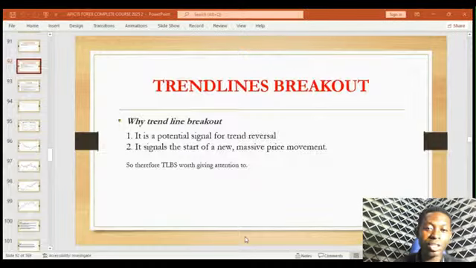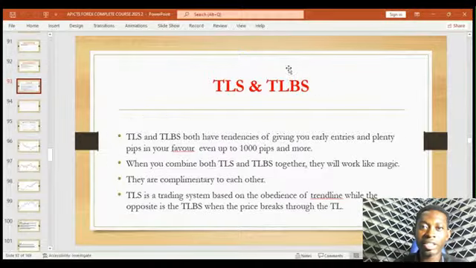Because that's how I quote it. If you check somewhere around here, you will see where I wrote TLBS. Did you see TLBS? So that's trend line breakout strategy. But before we get there, let's come here.